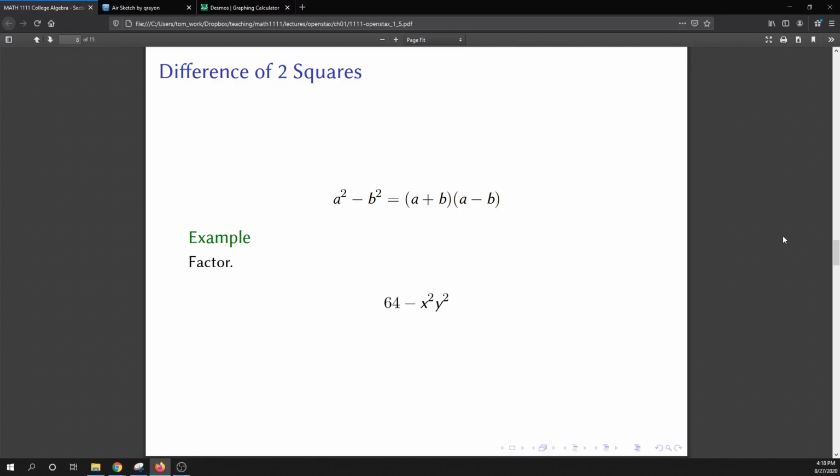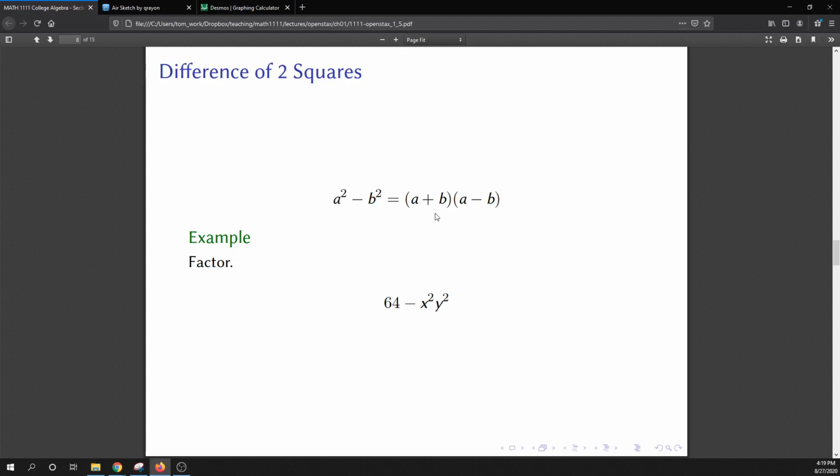All right, in this video, we are going to talk about factoring something called the difference of two squares. The difference of two squares is a two-term expression that looks like this: a squared minus b squared. And it factors into this product here, which is not immediately obvious if you've forgotten how this works. It's a plus b times a minus b.